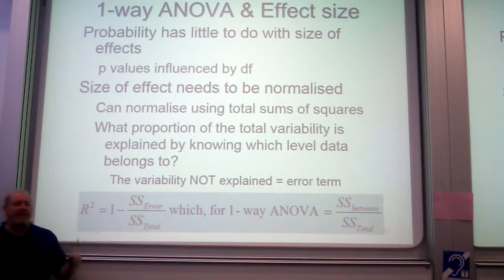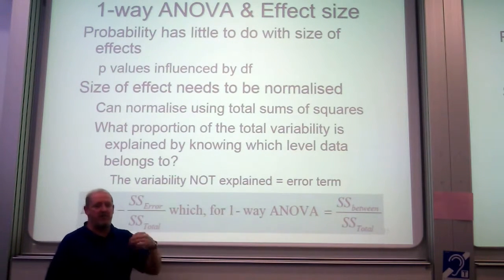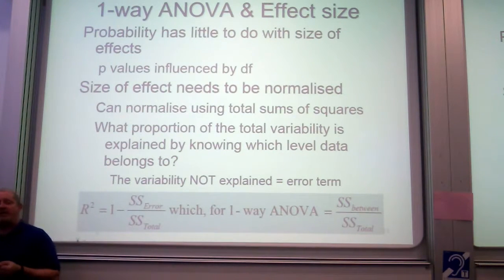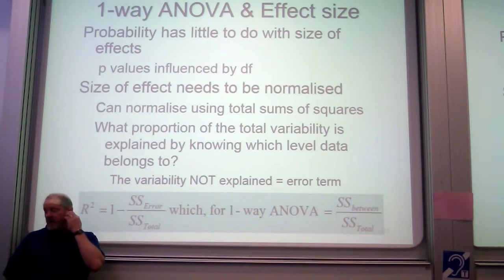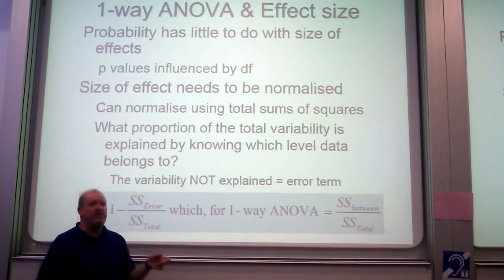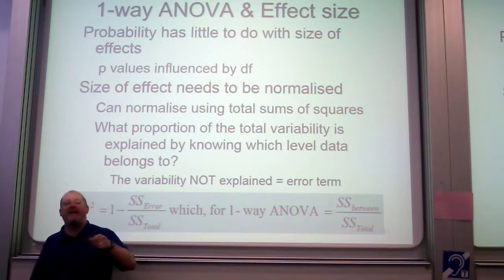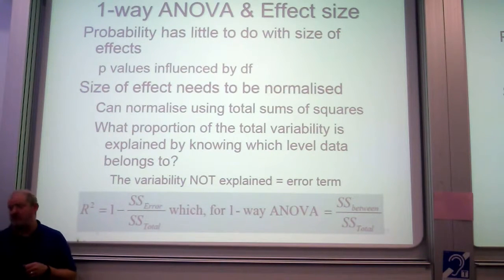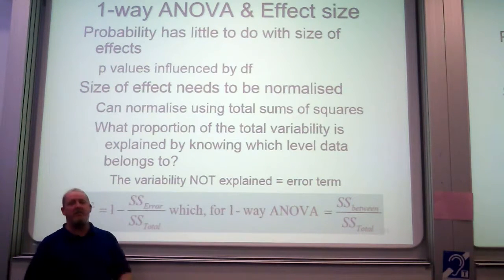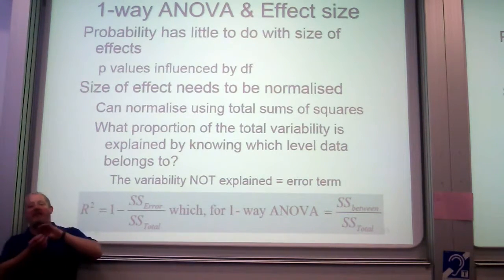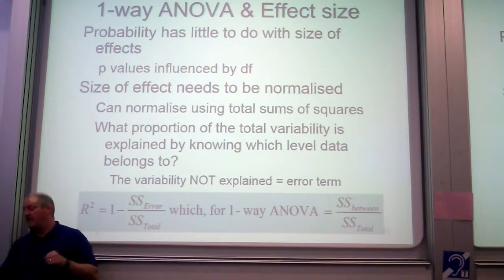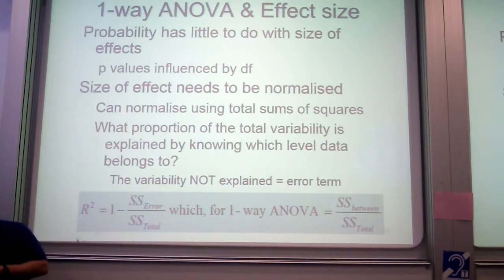We're going to use a normalized value, so it's going to go from 0 to 1. It's the proportion of the total variability that is explained by knowing which level the data belongs to. So what level, what value of the predictor the data belongs to. And we can calculate it by using the variability that we haven't explained, the variability of the data points around their condition means, and that's the error term.